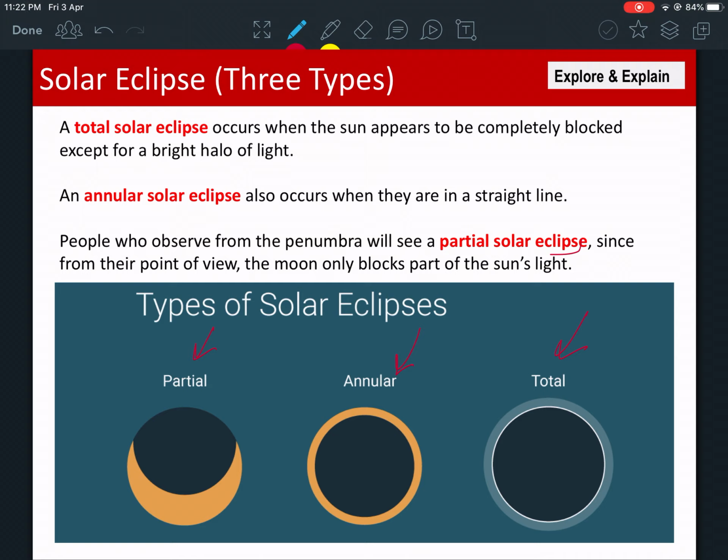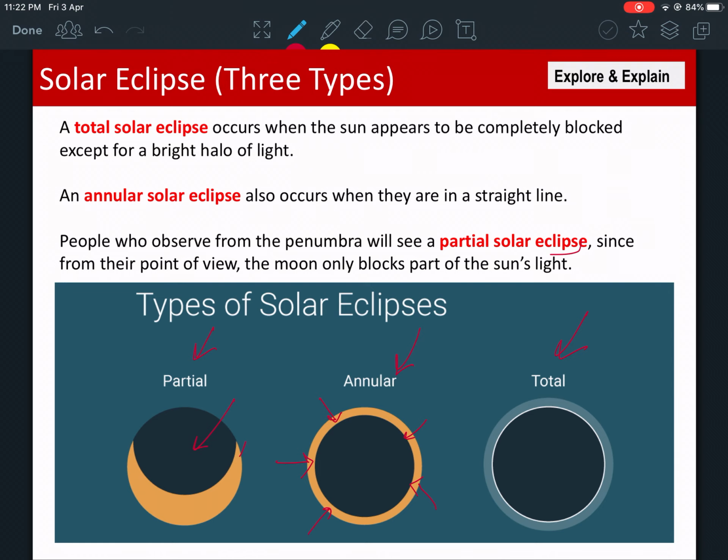It's complete darkness. Annular is when you can see the edges. The moon doesn't obscure it all. It comes in a place where the light comes out of the edges, but the moon covers the middle. This is called annular. And partial is when the moon covers part of the sun. This is what you can see sometimes during partial. So these are the three types of solar eclipses.